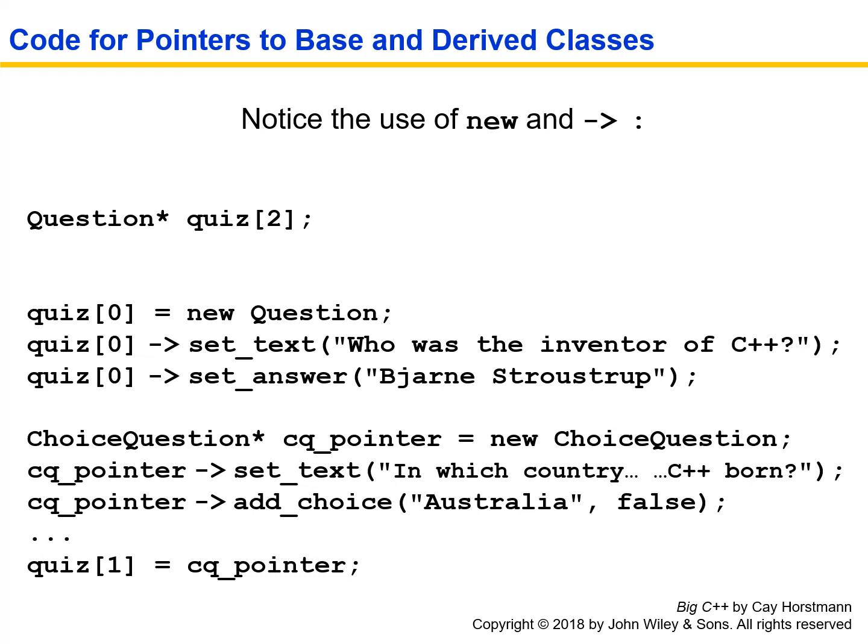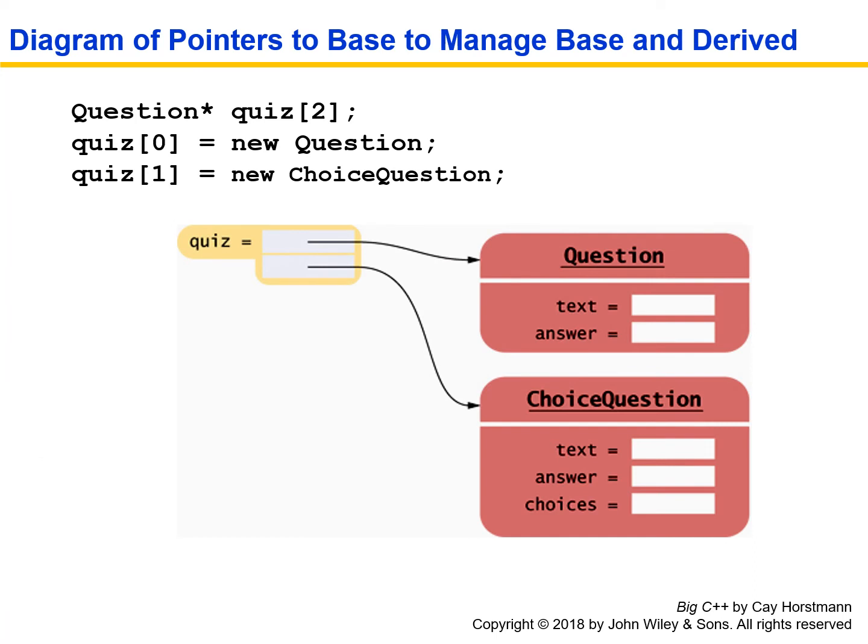Then we can set quiz at 1 equals CQ pointer, and because a higher, more general pointer can point to a more specific derived class pointer, that works. So we now have pointers in the quiz array. One of them's pointing to a question base class object. One of them's pointing to a choice question derived class object. And we're all happy so far.